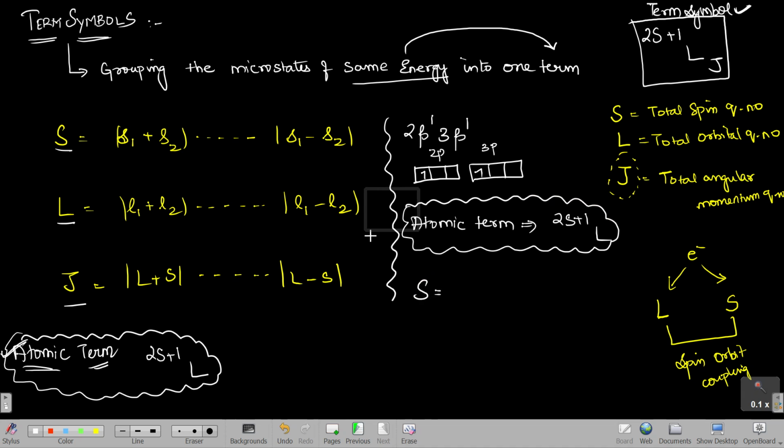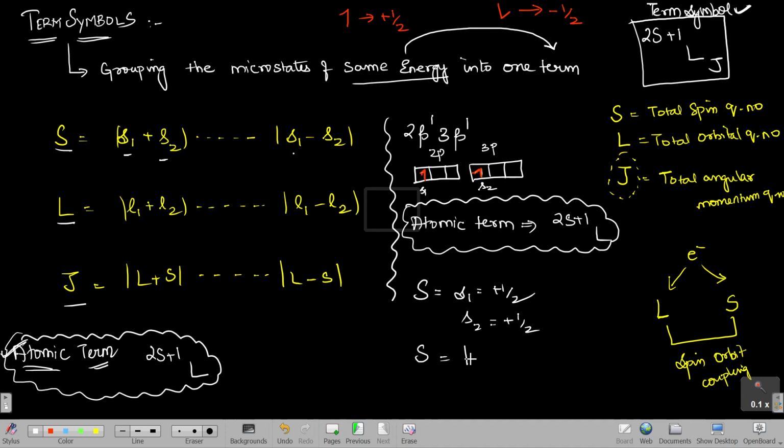For the S value, as I told you, the formula is S1 plus S2 down to S1 minus S2. You have two electrons here, and these electrons are denoted by the S value. If the electron is spin up, you call it plus half, and if the electron is spin down, you call it minus half. Now here both the electrons are spin up. So S1 is plus half. This is S1, this is S2. Sorry, S2 is also spin up, so S2 is also plus half.